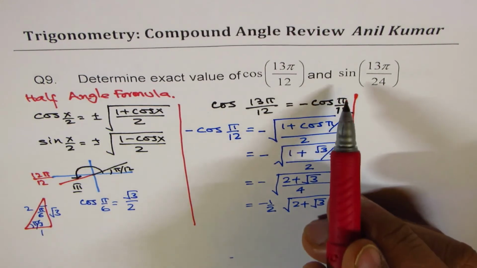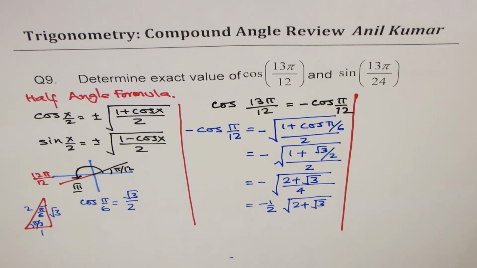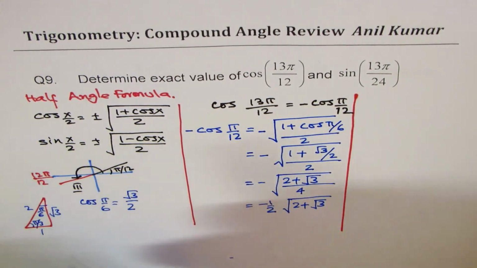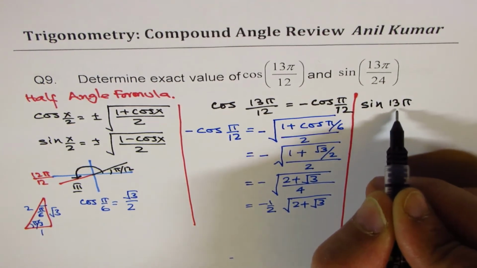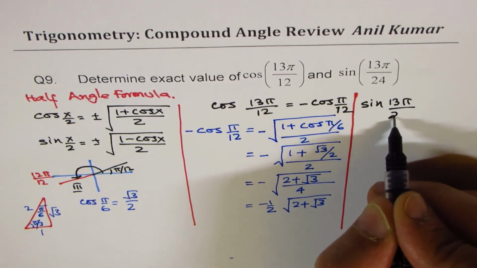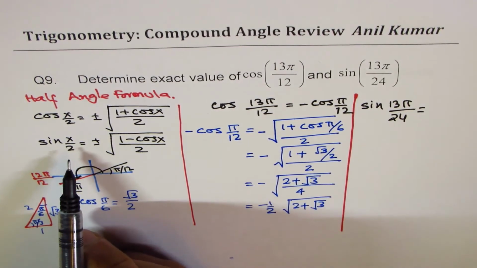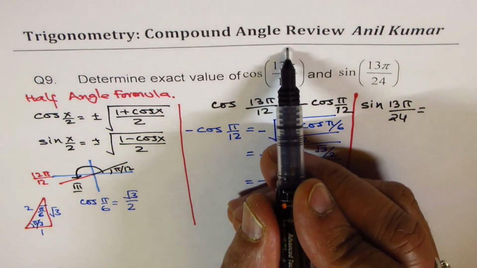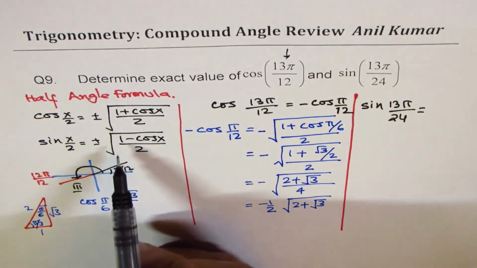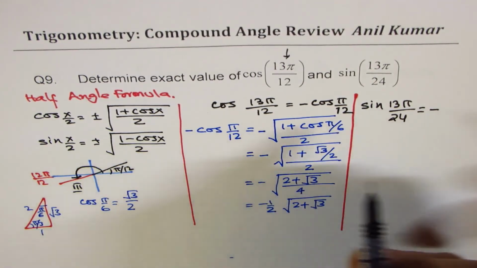Now we need to find what is sine 13 pi by 24. For that we will use the other formula. So sine 13 pi by 24 will be equal to... If x is now 13 pi by 12, we'll use this value.